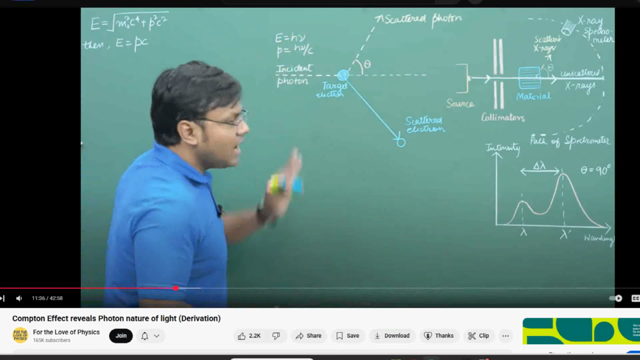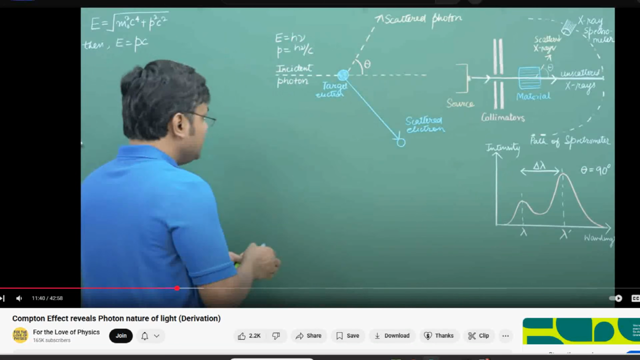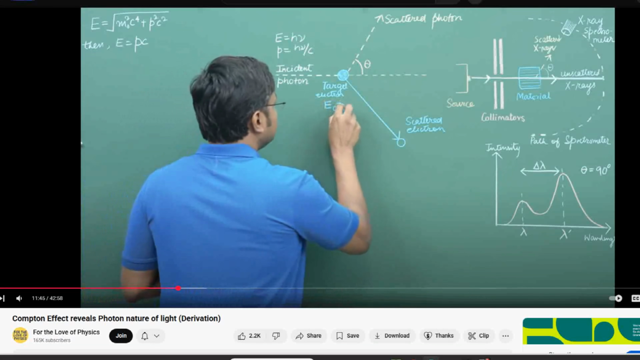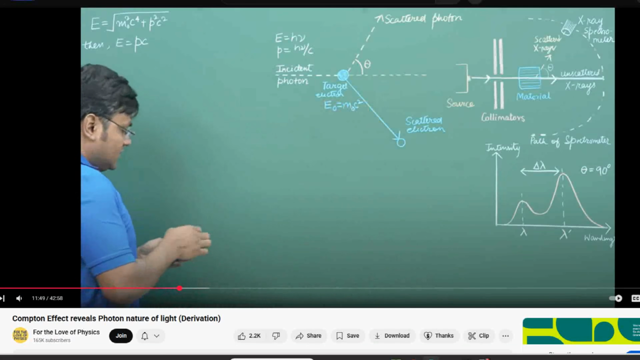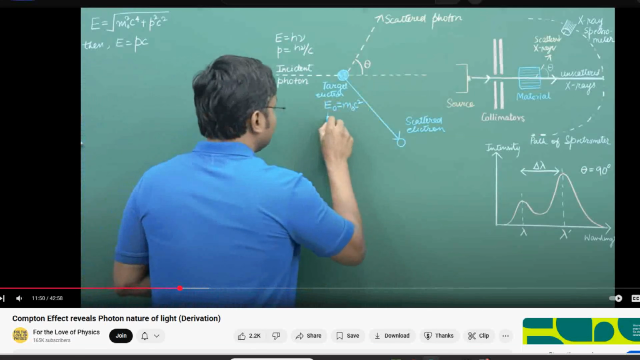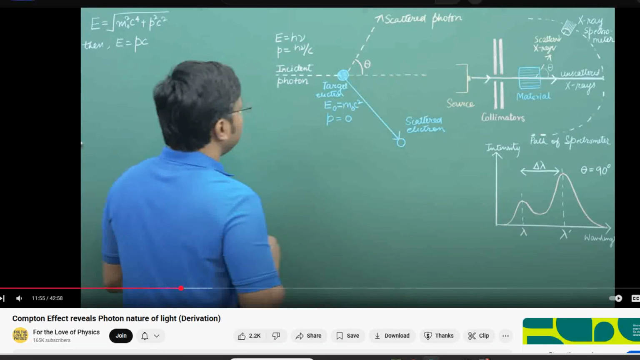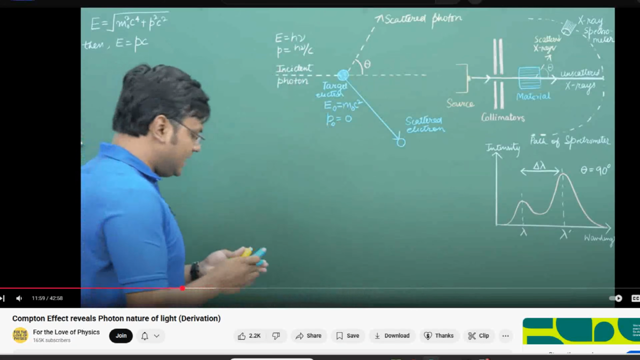Now what about the target electron? We assume that the target electron is initially at rest. So if it is initially at rest, it only has rest mass energy. E naught is equal to m naught c square, and its momentum is equal to, let's suppose, 0. P naught, I'm just writing P naught here, is equal to 0 because it was initially at rest.